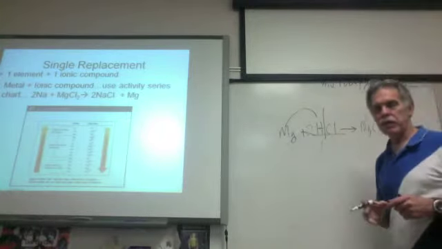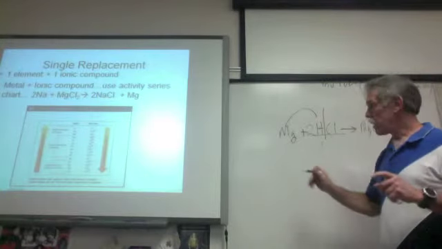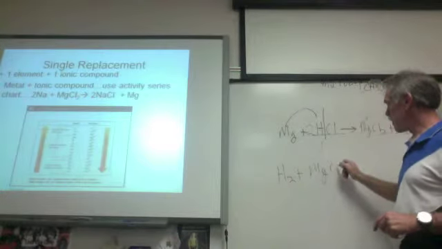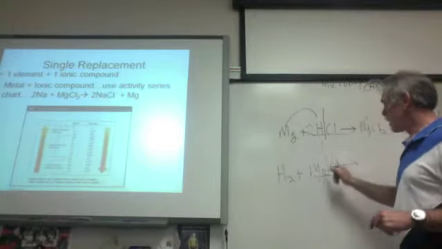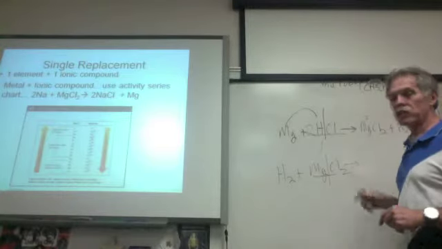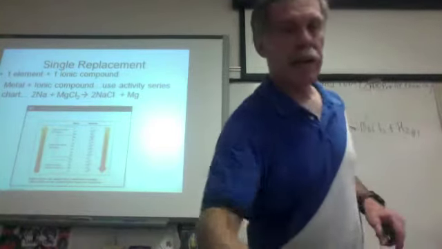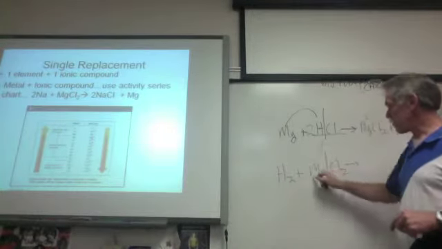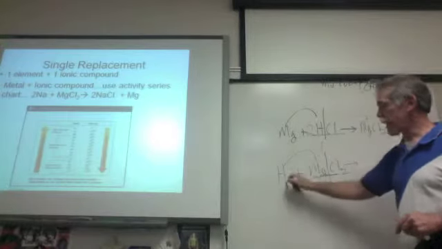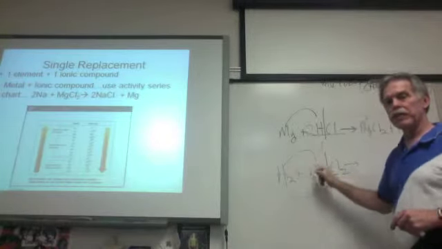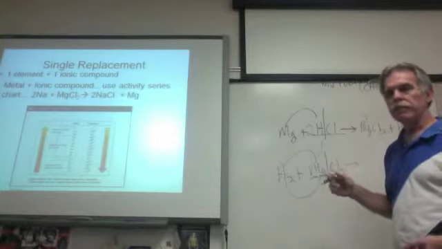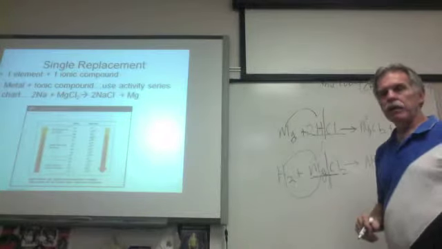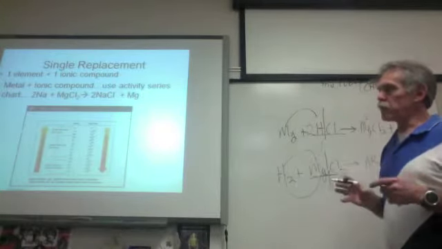That's single replacement. What if the element is not higher than the metal in the compound? Well, here's H2 plus MgCl2. Now we're going to look at this and say, all right, H is not above magnesium, so we draw a line after Mg and we say H and Mg are battling here. H is not strong enough to kick it out because it's weaker, it's below it. No reaction, and you're done.